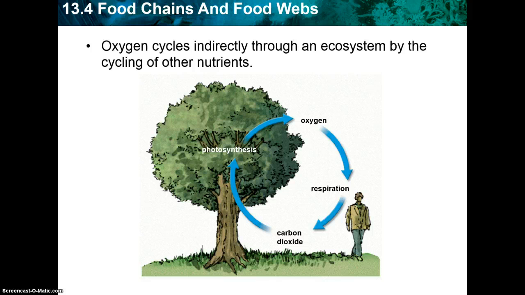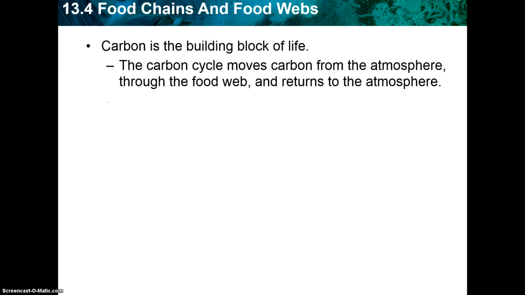Okay, oxygen cycles indirectly through an ecosystem by the cycling of other nutrients. And this would be an example of that, how gas exchange occurs. We breathe out, respirate, we release carbon dioxide that plants then take in. Then photosynthesis occurs, which hopefully you remember from a past unit. Photosynthesis then releases oxygen. Oxygen is then what we animals take in, and it continues on in a cycle. It's the cycle of life.